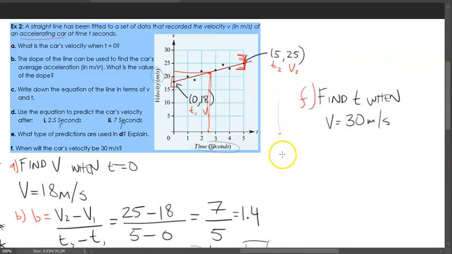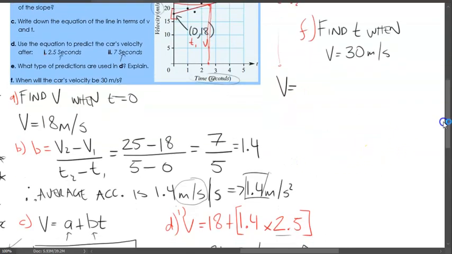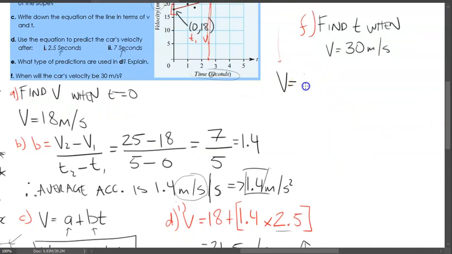So we're finding t when v is equal to 30 meters per second. We know that our equation is velocity is equal to 18 plus 1.4t, and we're looking for our t value when v is equal to 30. Now you can use algebraic skills for this, or you can use a ClassPad calculator and the solve function to get a time frame. And that's what I'm going to do here.